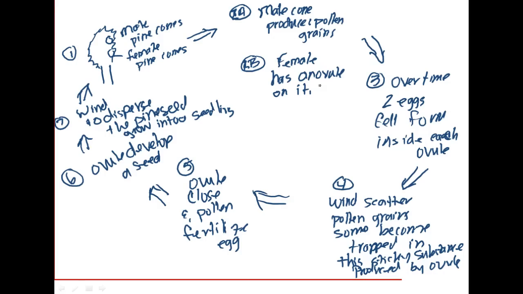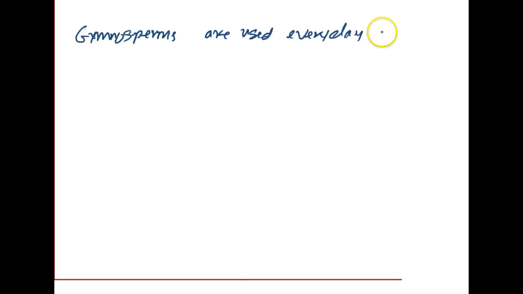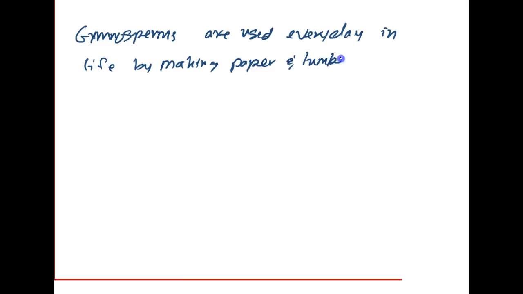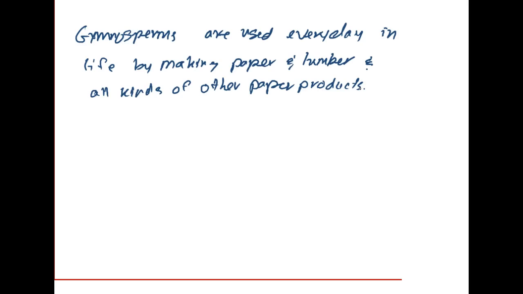Now, the last thing that I want you to be aware of is that we use gymnosperms all around us. So gymnosperms are used every day in life by making paper and lumber and all kinds of other paper products. So not only are these guys important for their own reproduction, we as humans use gymnosperms all the time, and we use them as paper, we use them for lumber to build houses, and we use them for other types of paper products.